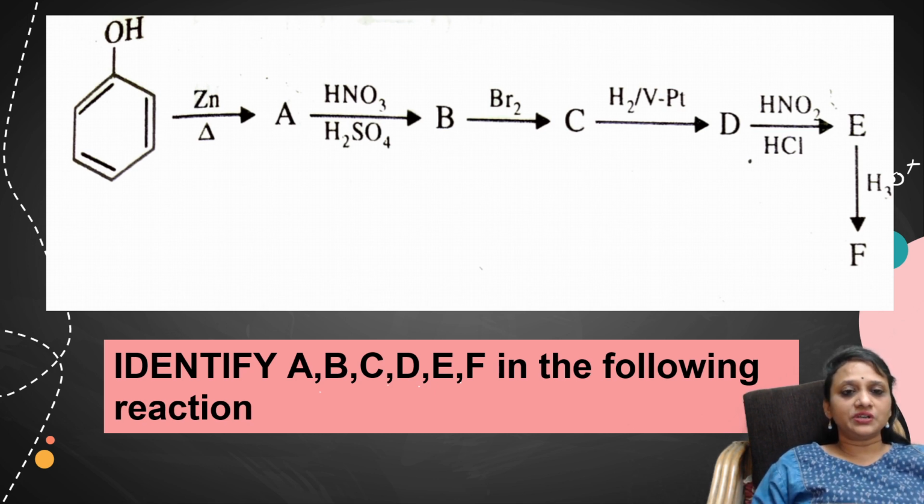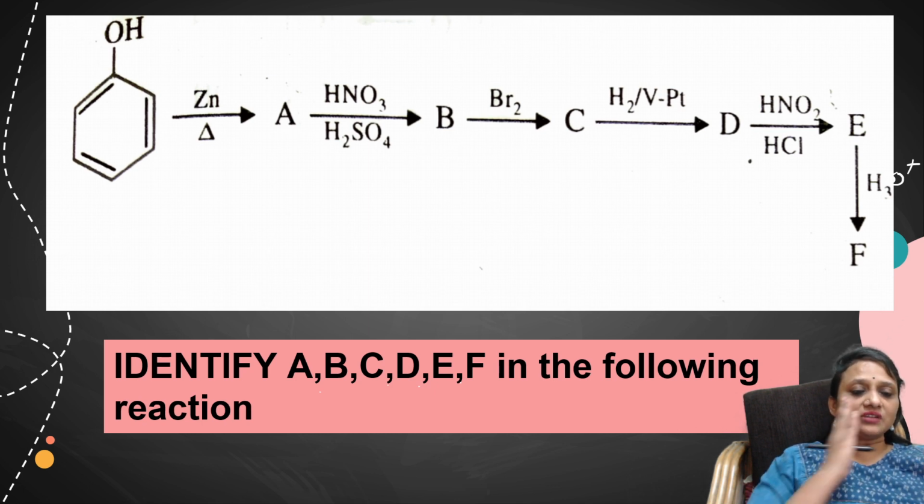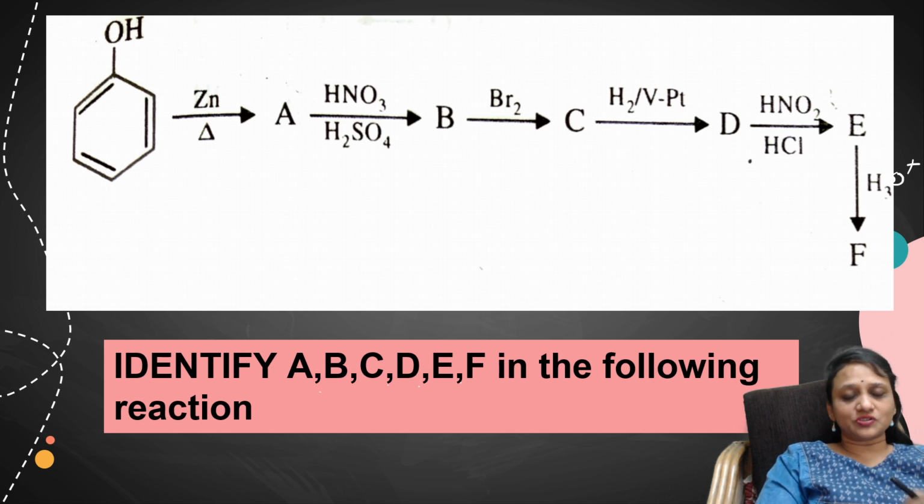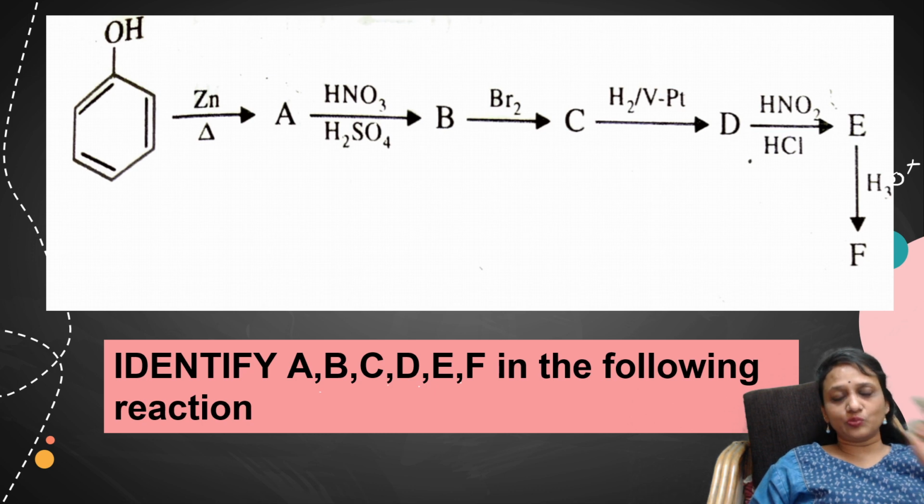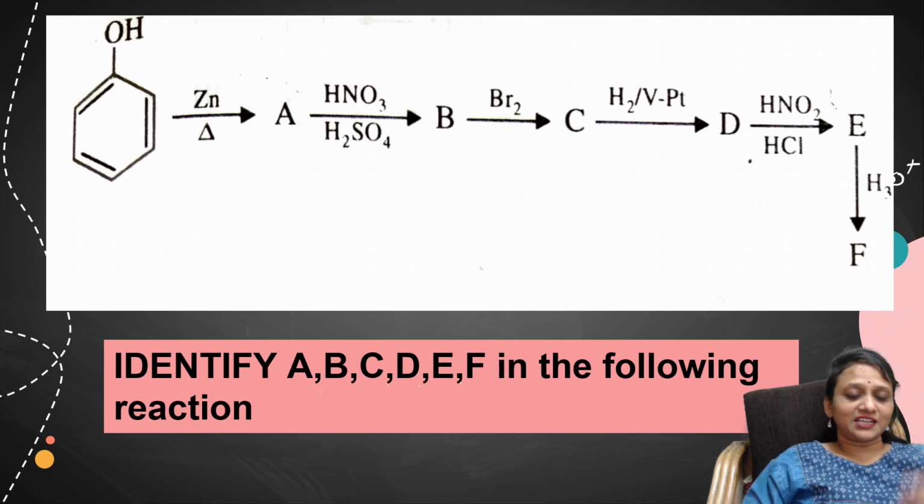First, what did they do? They have taken phenol, heated it and treated it with zinc. Whenever you're treating with any metal, what will happen, students? The reduction. After that, you're treating with nitrating mixture. You will get the nitro group entered, nitro group as an electrophile. Then you are taking bromine. Nitro group is meta directing. It will go to the meta position. I'm explaining clearly, no?